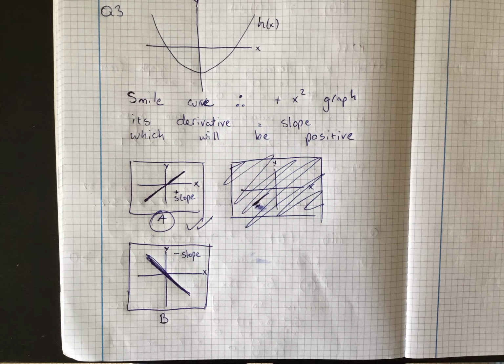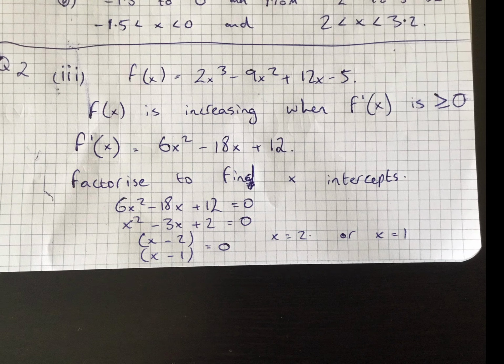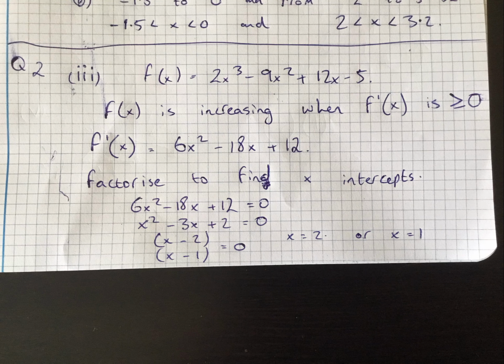So we've got this part 3. I've got my function 2x cubed minus 9x squared plus 12x minus 5. And as I've said there, the function is increasing when f prime of x, or the first derivative of the function, is greater than or equal to 0. Okay? So I've done my first derivative, going from 2x cubed to 6x squared, from minus 9x squared to minus 18x, and plus 12x to plus 12.